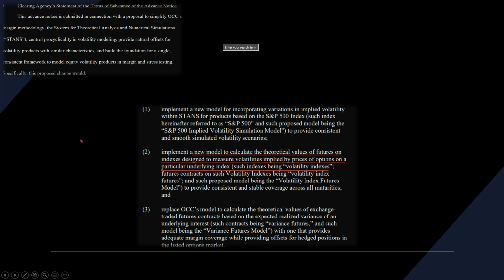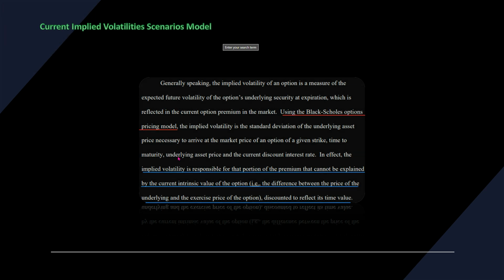We're going to be only looking at number one in this video right now, but I thought this one here is pretty interesting. So, the current implied volatility scenarios model. I guarantee you most of the members here didn't know that this even existed. This is how you learn what they do. And looky here. We use this to price our options for one reason. It's what the industry uses, so we're both using the same thing.